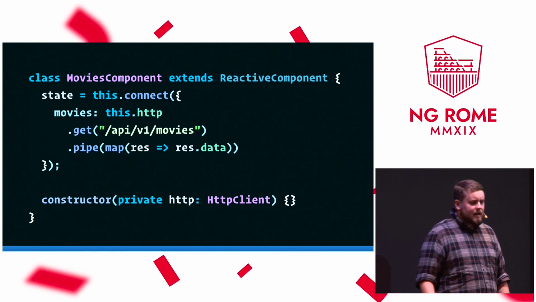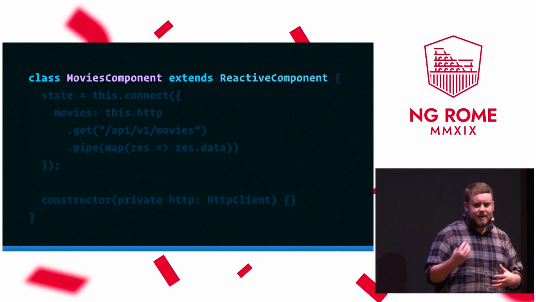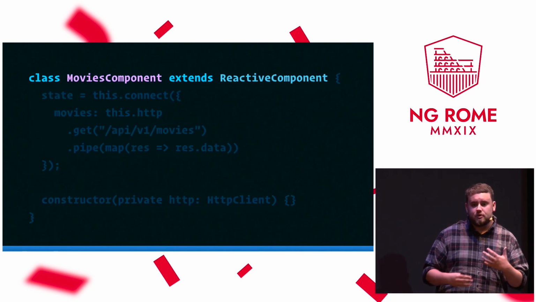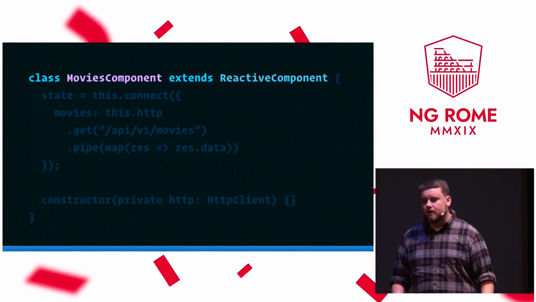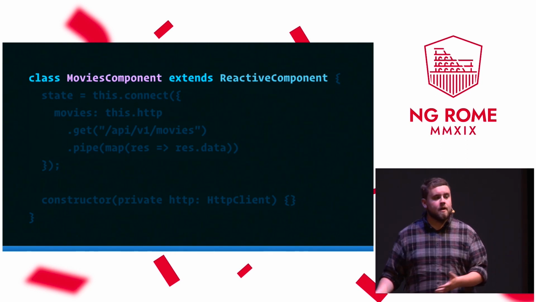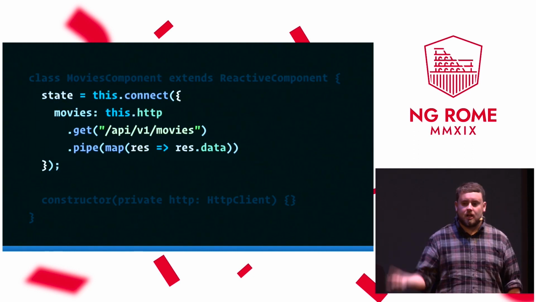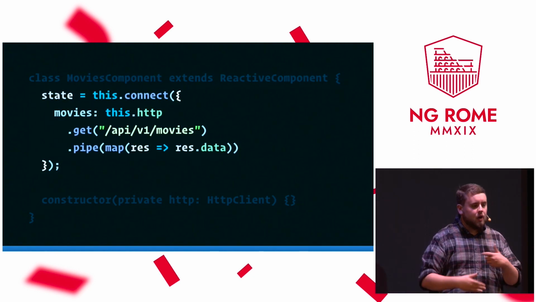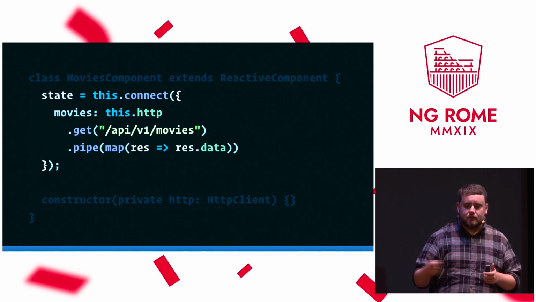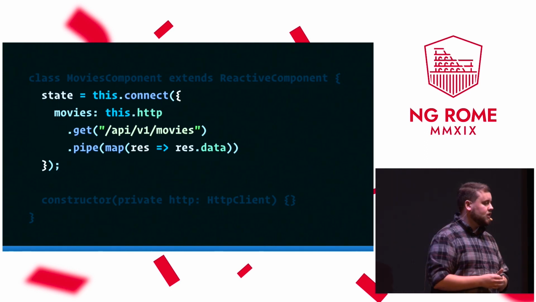So here I've created a higher order component. It's called ReactiveComponent. All you have to do to opt into the behavior of this higher order component is to extend it. From there, you can then use the connect method to connect observables up to this component. This will subscribe to those observables, write those values out to the state object, and call change detection for us.